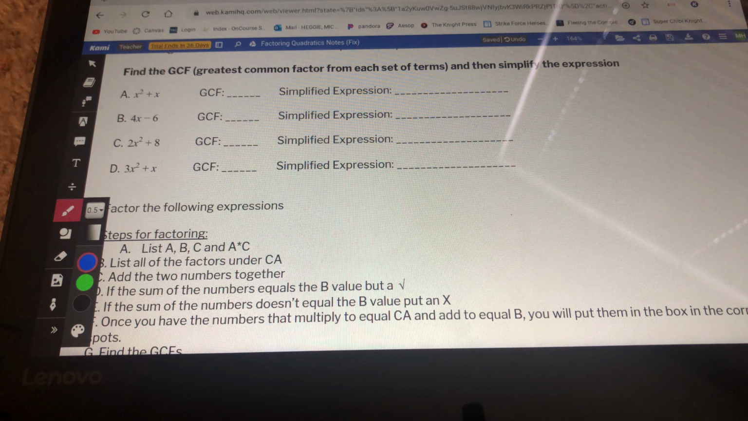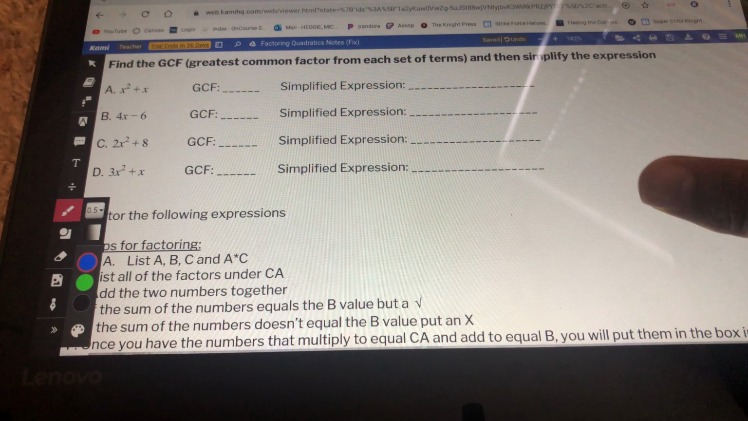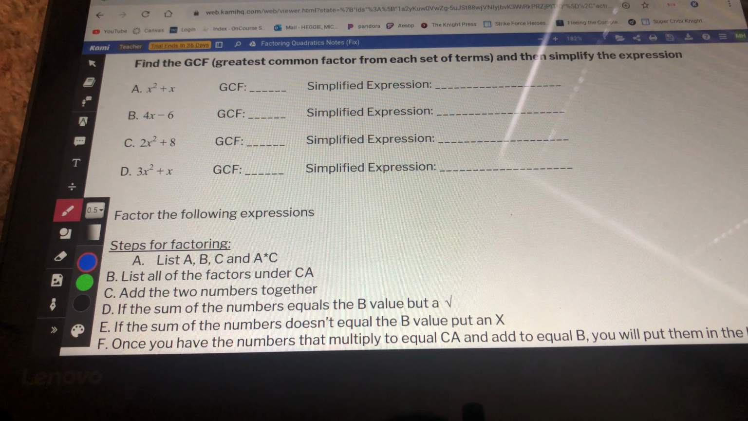This is a very important topic that you're going to use a lot throughout your high school career in mathematics. So it's important that we work hard on this one and we get it done. All right, last time we talked about a GCF. So those first few examples is what we've been doing so far because you're going to have to use it again.